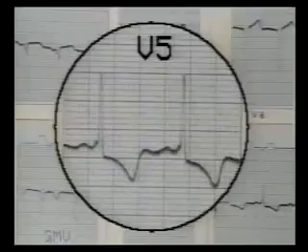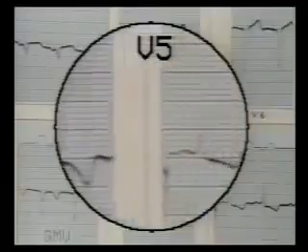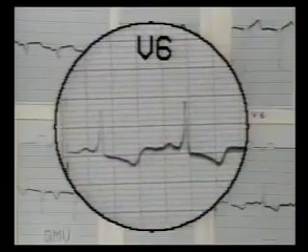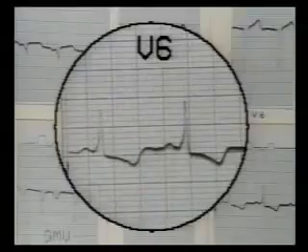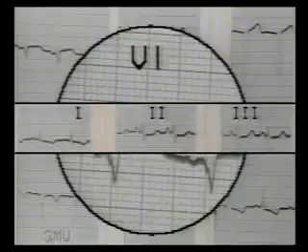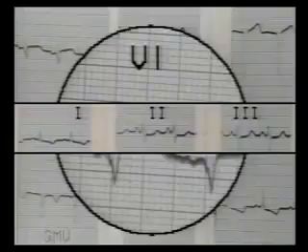This is another ECG of WPW syndrome. Note the delta wave and inverted T wave in lead V5. Again, slur on the upstroke of the R wave in lead V6. And in lead V1, there is a negative QRS complex with slur on the downstroke of the S wave. Now note the limb leads. Positive QRS in lead 1 and negative QRS in lead 3. That is, there is left axis deviation.